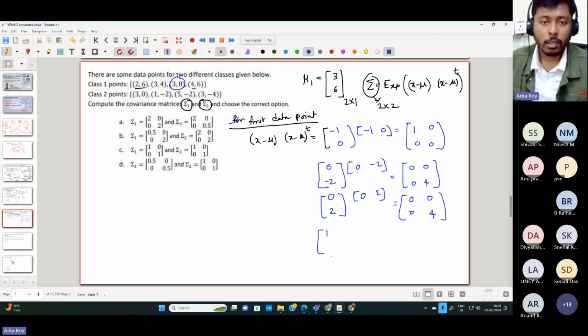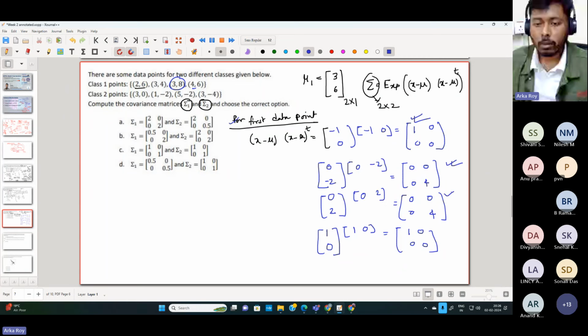6 minus 6 is 0. So x minus mu is [1, 0]. Transpose it: [1, 0]. Then your output will be the matrix [[1, 0], [0, 0]]. Now we have got all these covariance matrices for data point 1, data point 2, data point 3, and data point 4.